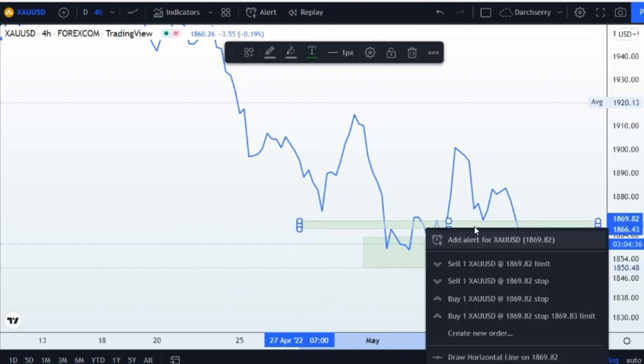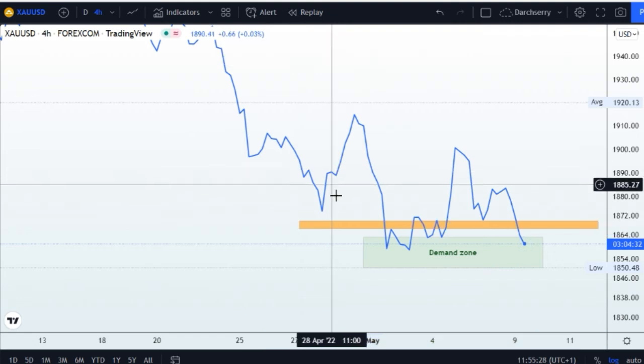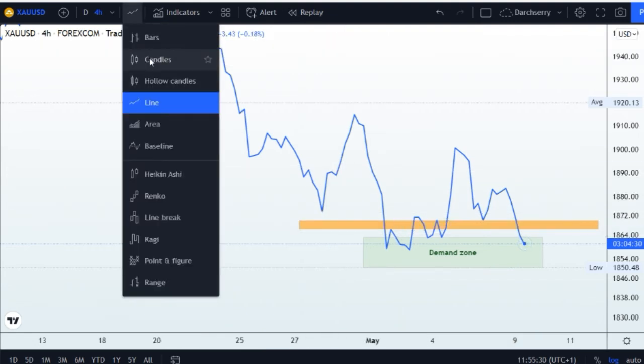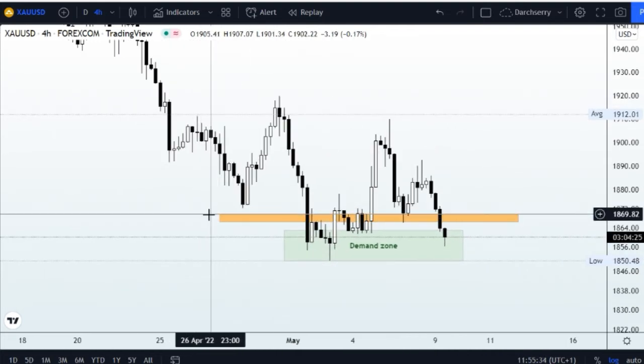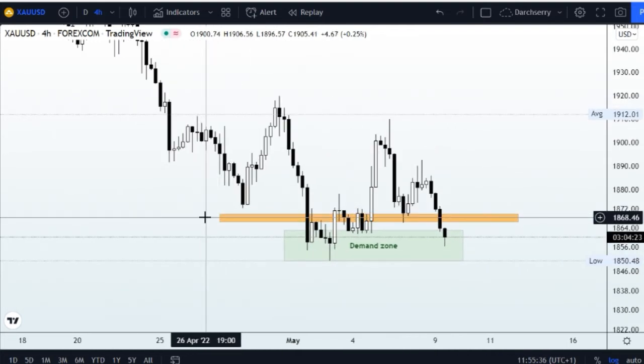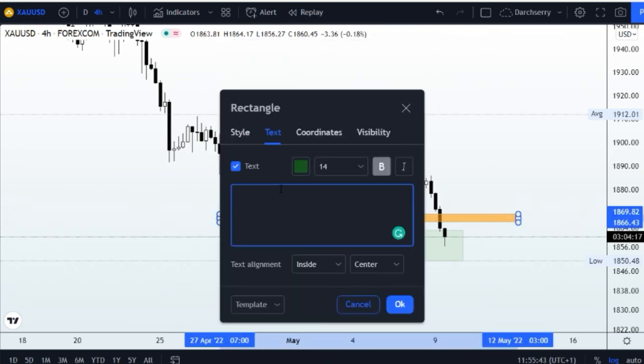We are not sure yet if that's going to work for us, so let's give it an orange color, and let's bring back. Okay, so this is around 1870, I guess. So we'll label this key level at $1,870.